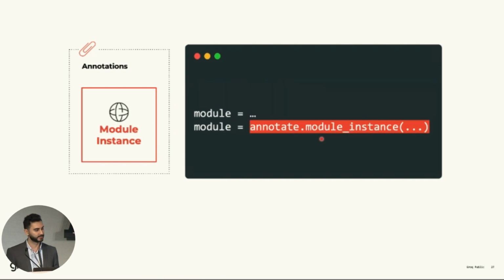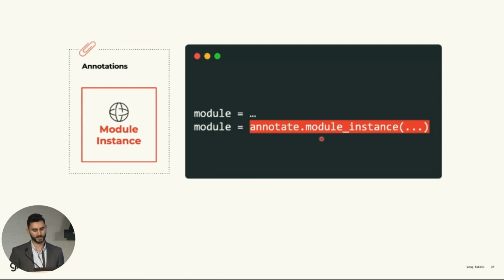All of the previous annotations that I showed actually required the user to have access to the model source code in order to be able to add annotations. What if we don't own the model source code? For example, what if we were getting the module from some sort of API such as Hugging Face? This is where module instance annotations come in.